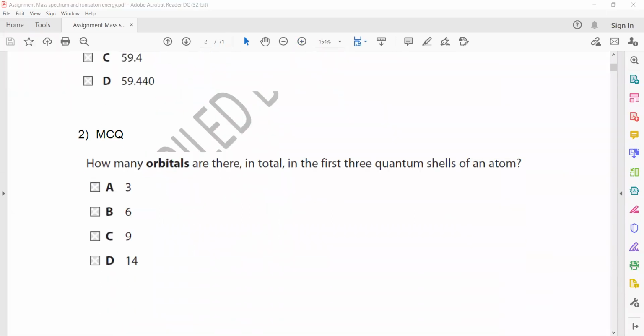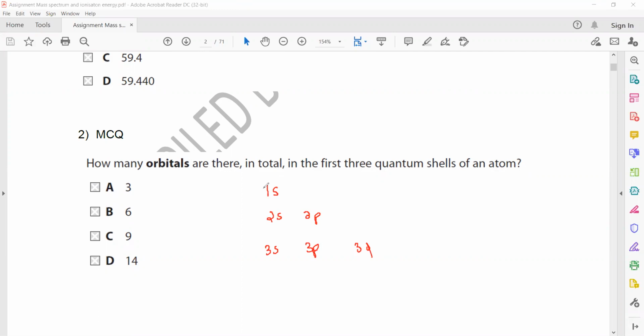In question 2, how many orbitals are there in the first 3 quantum shells of an atom? So the total number of orbitals in the first 3 quantum shells: we have 1s, then 2s, 2p, then 3s, 3p, and 3d.